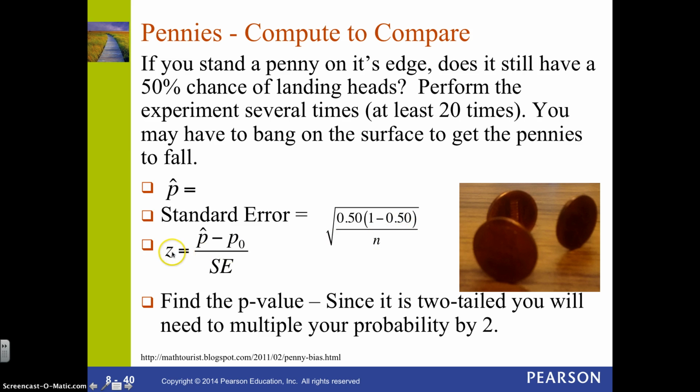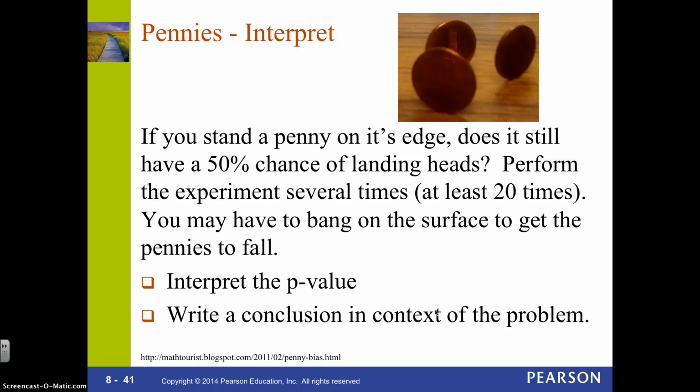Then calculate your z-statistic. So this will be your sample proportion minus, well, we actually know what our proportion is in our null hypothesis. That's the 0.5. So this will be 0.5, and this will be whatever answer you get for up here. Then you're ready to find the p-value. And since it's two-tailed, you're going to need to multiply your probability by 2. Remember, with the two-tailed one, we're looking for results as extreme, and that means on either side. Once you do that, you should be able to interpret your p-value and write a conclusion in context of the problem.